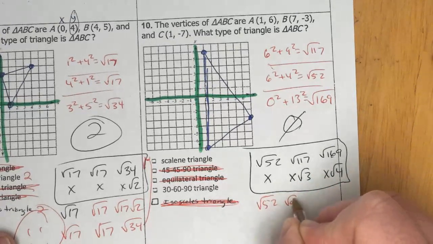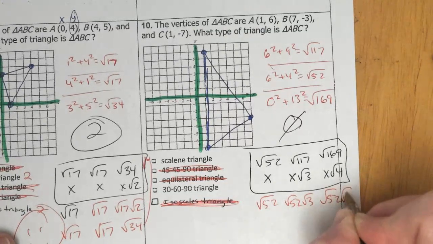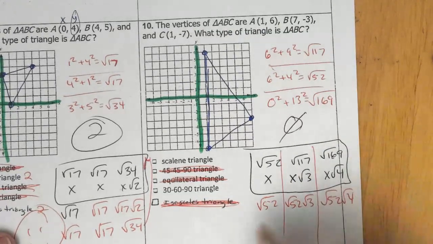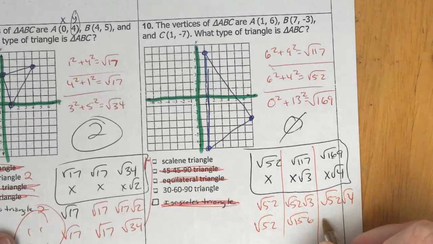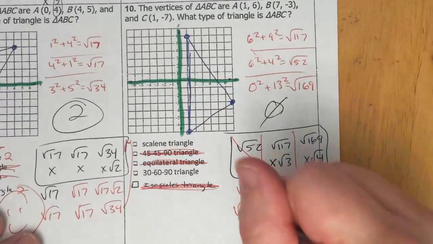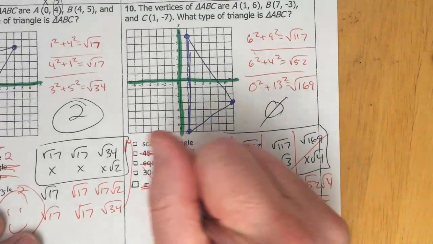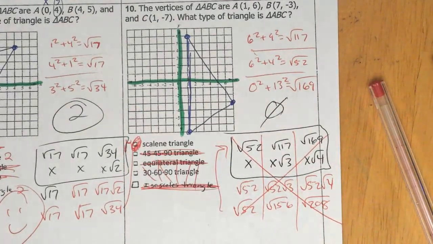52, 52 times 3, and 52 times 4. 52, that would be 156, and this would be 208. Are these the same? Oh no, that did not work. Those were not the same. So it is not a 3690, it is only a scalene. And those are the answers for that.